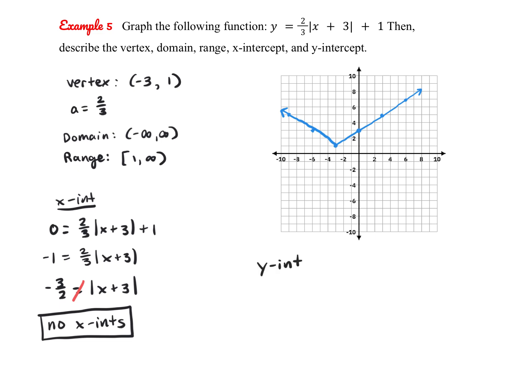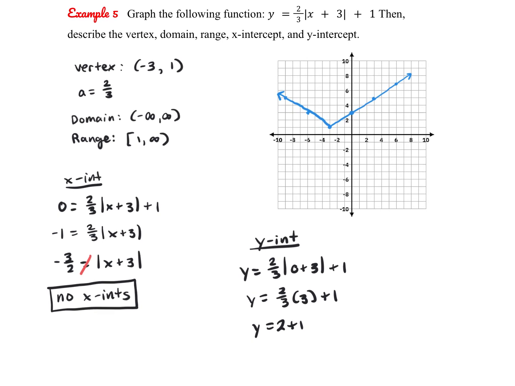And then let's find our y-intercept algebraically. So we're going to set x equal to 0, so 0 plus 3, and then plus 1. So y equals 2/3 times 3, plus 1. y equals 2 plus 1. So we can see that our y-intercept is 3, which we can confirm by looking at our graph.